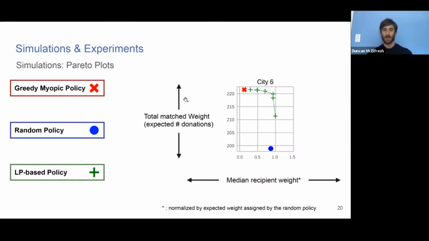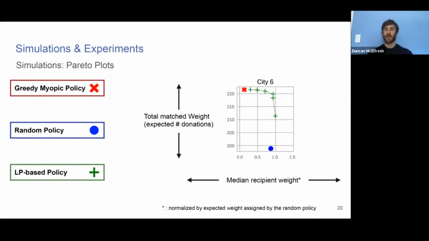As you might expect, when we use a greedy policy, we don't care about spreading donations between different donors. We only want to maximize weight. So often we maximize weight, so we're high. The X's here represent the greedy policy. And our randomized policy doesn't care about weight, but it randomly notifies donors about recipients. So we'd expect that the median recipient weight is higher here. That's exactly what we see.